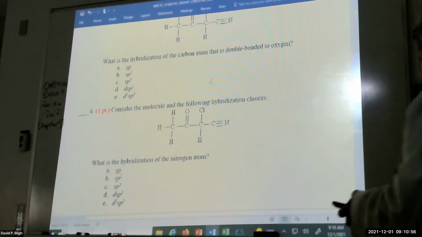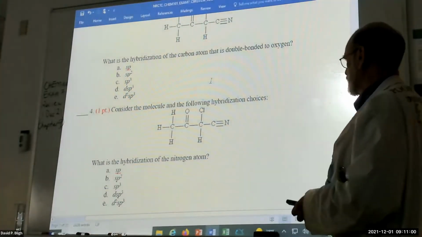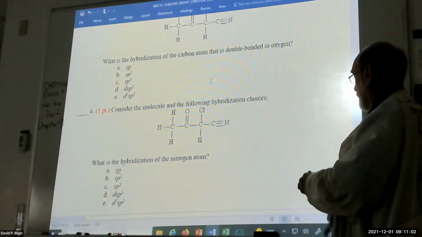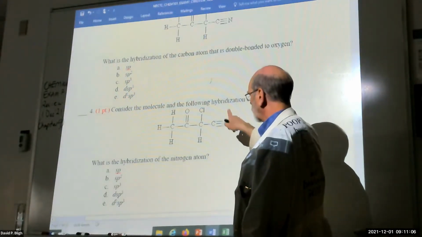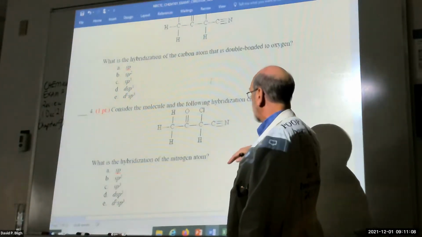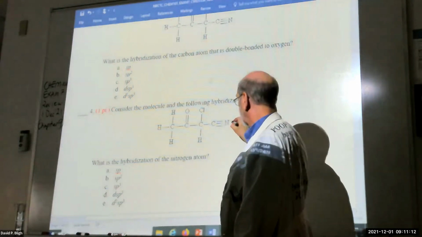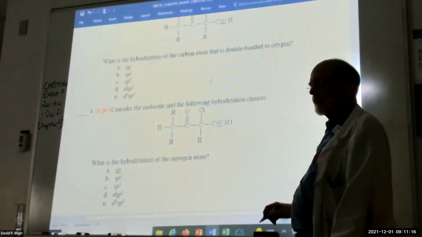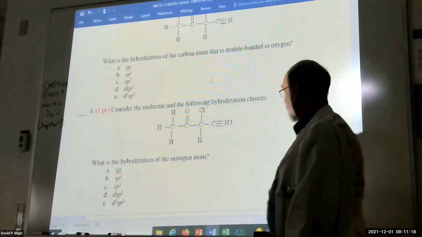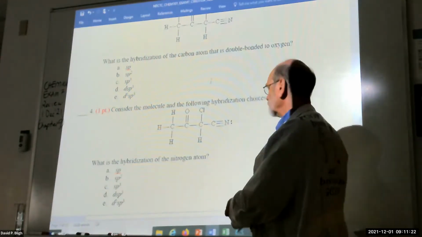Okay, 4. This same molecule, what's the hybridization of the nitrogen atom? Oh, we didn't do that one. Hybridization on nitrogen. Okay, so we need to know, does it have any lone pairs out here? 2, 4, 6, more than likely. It does have a lone pair. Okay. So that means it's sp hybridized. A.